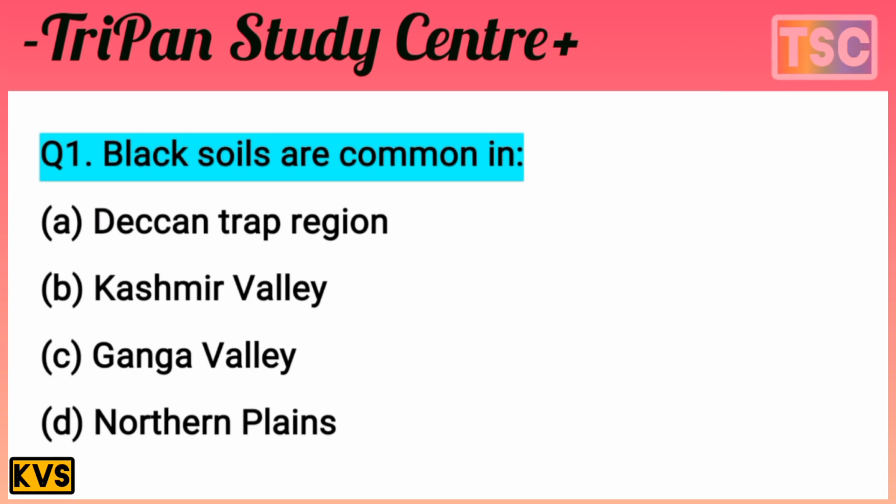Kashmir Valley has no black soil, so nothing is present there. Ganga Valley, nothing. Northern Plains, also nothing. But the answer here is A, Deccan Trough region. A, Deccan Trough region. That's important. And let's see the next question.